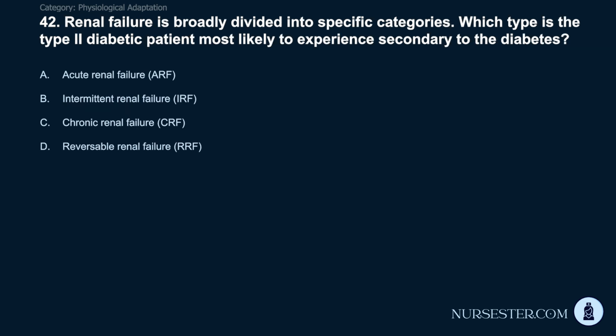42. Renal failure is broadly divided into specific categories. Which type is the type 2 diabetic patient most likely to experience secondary to the diabetes? A. Acute renal failure, ARF. B. Intermittent renal failure, IRF. C. Chronic renal failure, CRF. D. Reversible renal failure, RRF. Correct answer, C. Chronic renal failure, CRF.